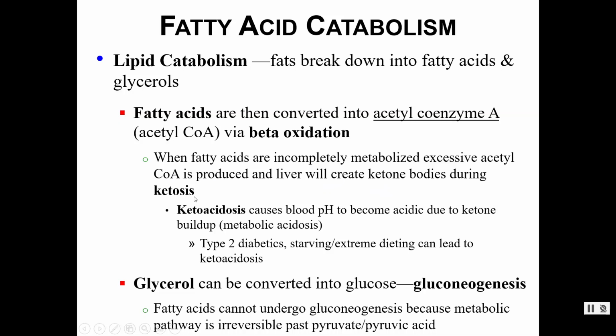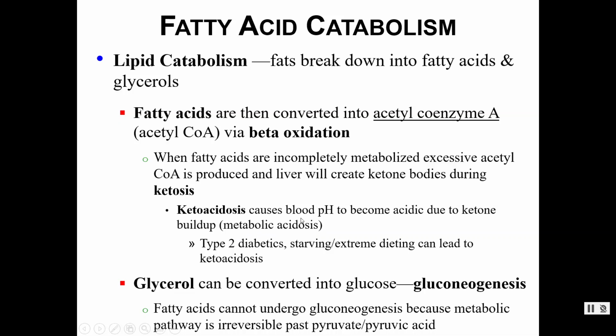Now, ketoacidosis, because these ketones do have acidic properties to them. Ketoacidosis can actually change your blood pH. It can make it too acidic. This is a form of metabolic acidosis.